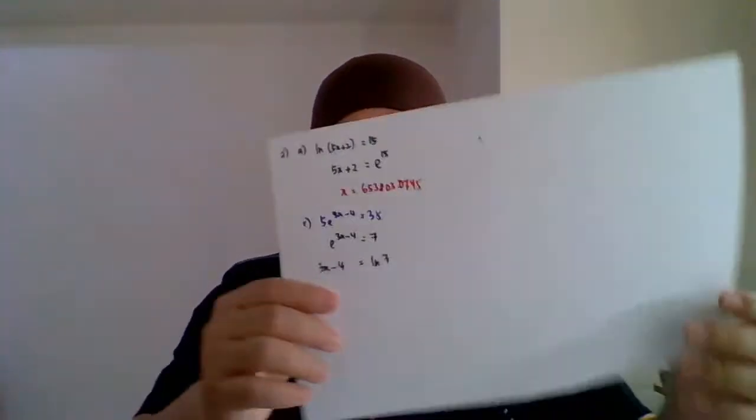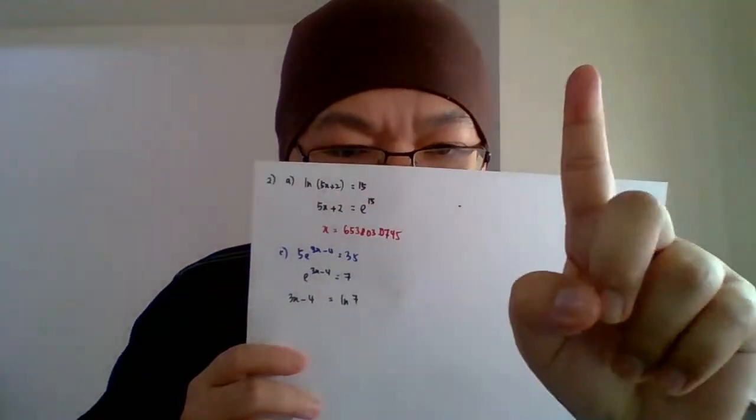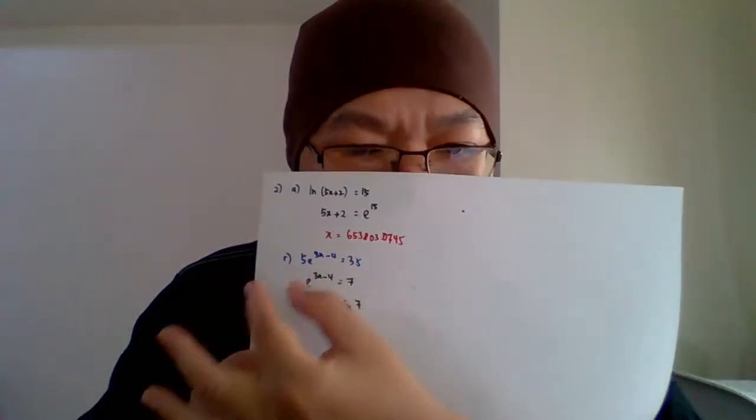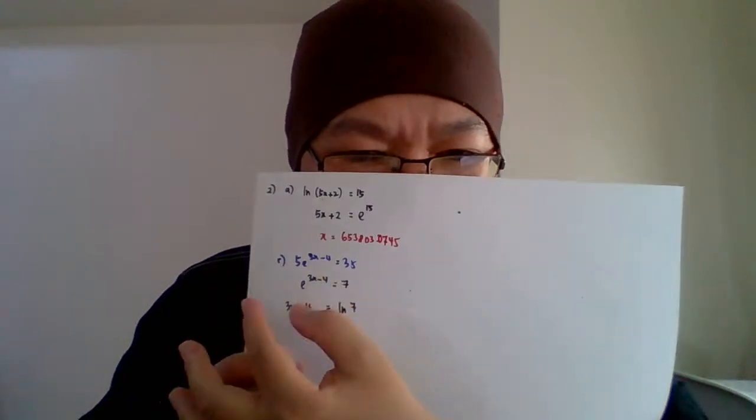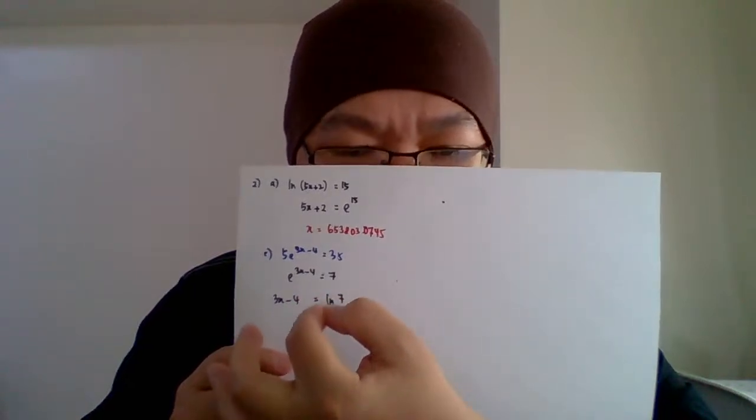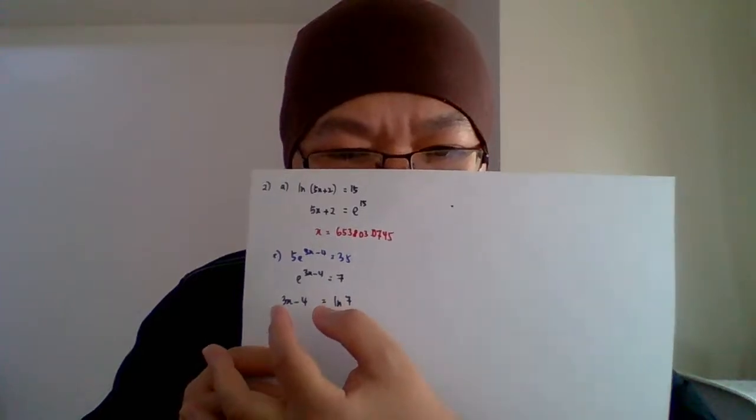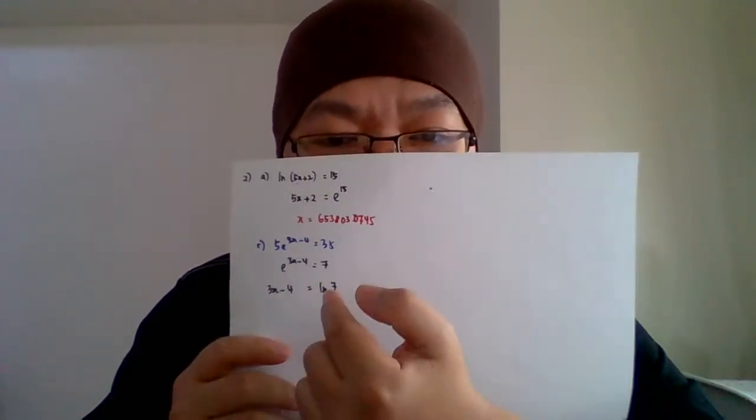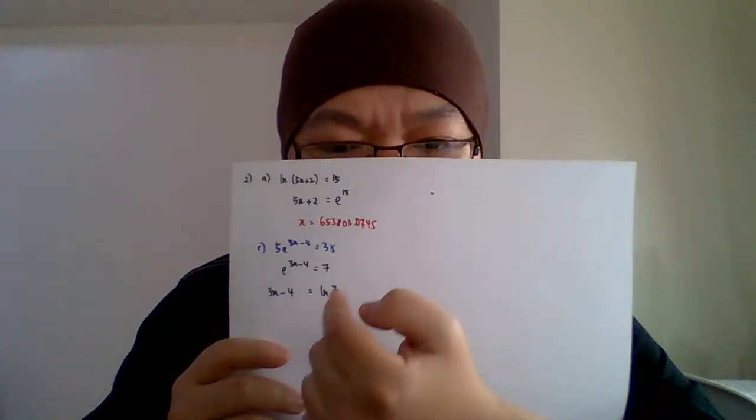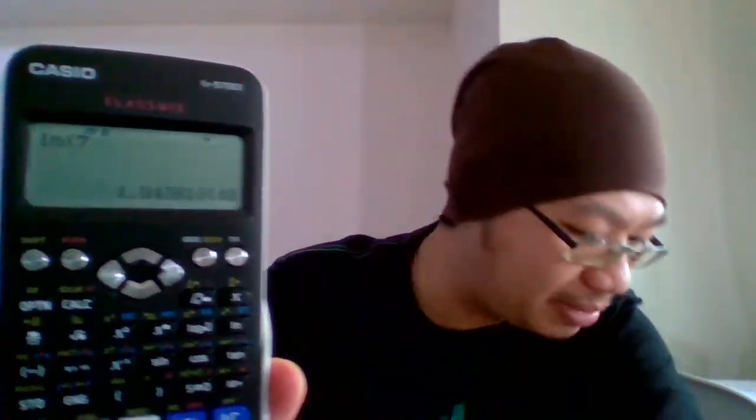When I put ln on both sides, ln e is actually 1. The power I bring down, so it becomes 3x minus 4 in bracket times ln e. Ln e is 1, so there is no value there, it is meaningless. That's why what remains is 3x minus 4. But on the right side, you must find the value of ln 7. Ln 7 equals 1.9 and so on.